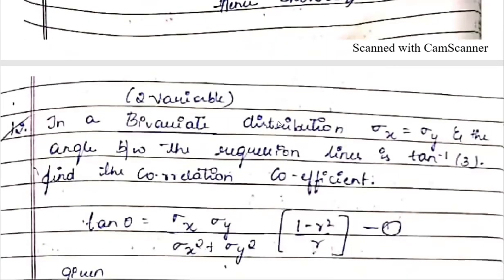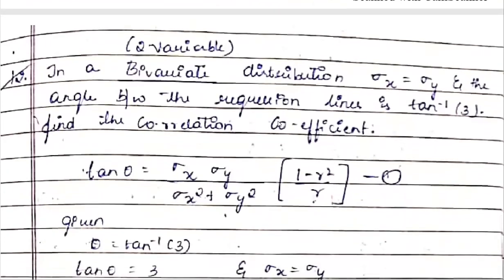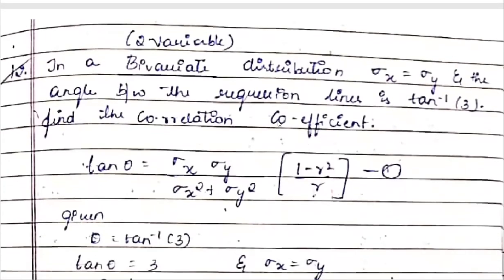Moving on to the last problem in this session. In a bivariate distribution, bi means two, variate means variables, two variables. In a bivariate distribution, sigma x is equal to sigma y and the angle between the regression lines is tan inverse 3. Find the correlation coefficient. So what is given: sigma x is same as sigma y, and the angle between the lines, which is theta, is tan inverse 3. So theta is equal to tan inverse 3 and he wants you to find r.